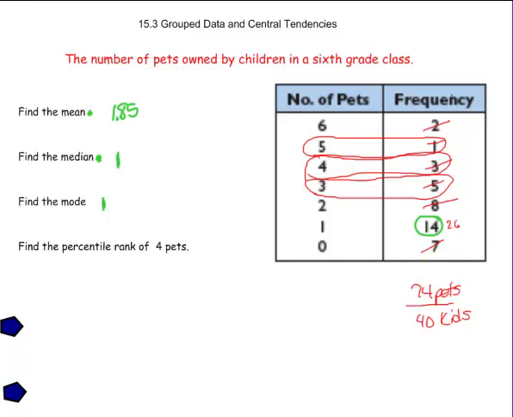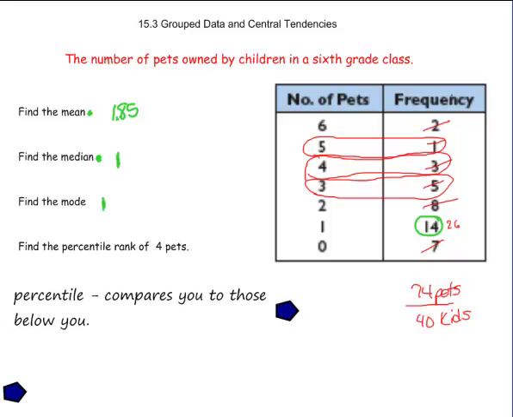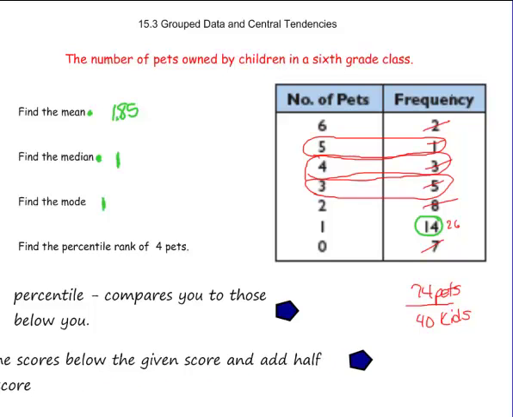Now, percentile is a word that you've heard a lot. In fact, when you got your PSAT scores back, you were graded as a percentile. A percentile compares you to everybody below you. So if you scored in the 80th percentile for something, that means you scored better than 80% of the kids who took that test. So you're going to learn today how to figure out a percentile.